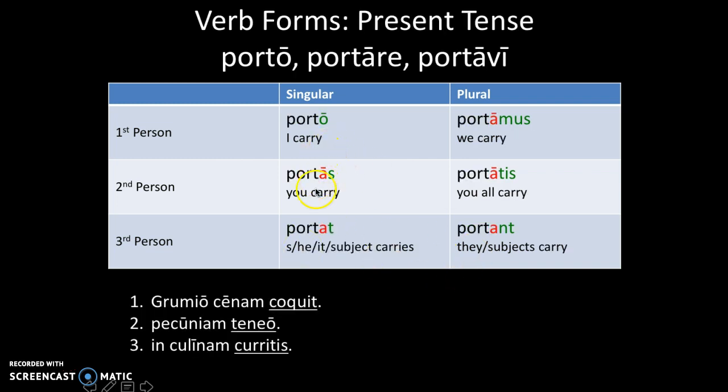And here's an example of these endings attached to the end of a verb. So porto, I carry; portas, you carry; portat, he, she, or it, or a stated subject carries; portamus, we carry; portatis, you all carry; and portant, they, or multiple subjects carry. Take a moment, copy down these sentences, and then write out a translation.